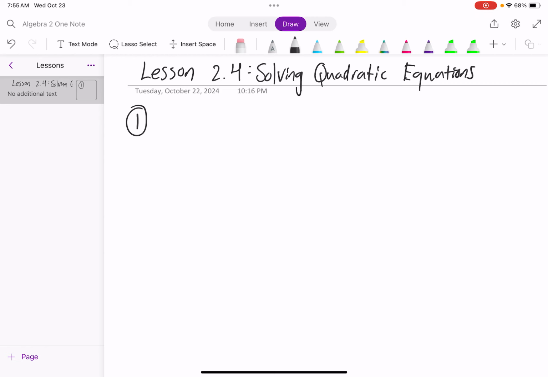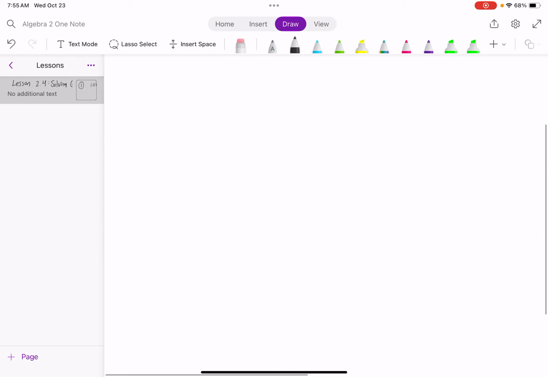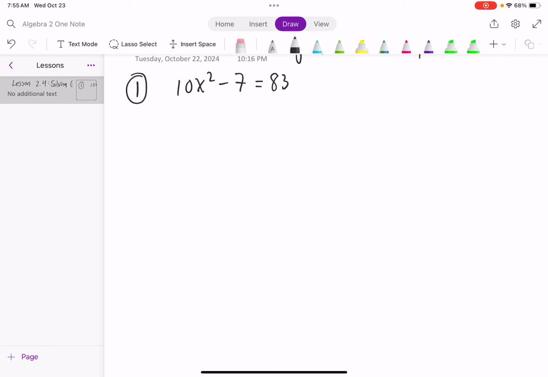All right, so we have the equation 10x squared minus 7 is 83. Okay, well, remember, quadratic means that your highest degree is an x squared. Whenever you're thinking about quadratic, you're going to think of x squareds.